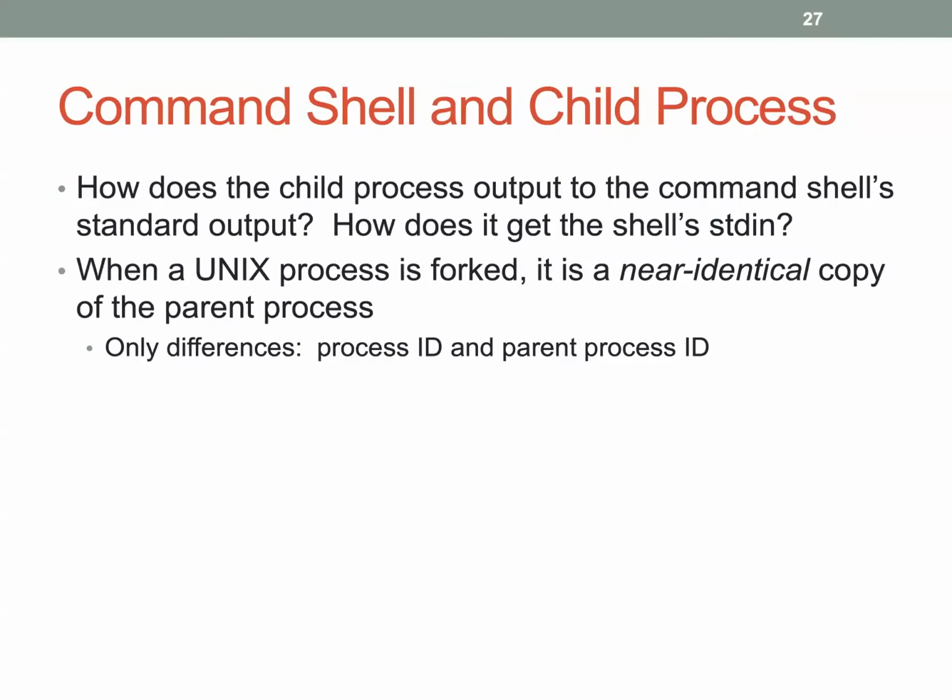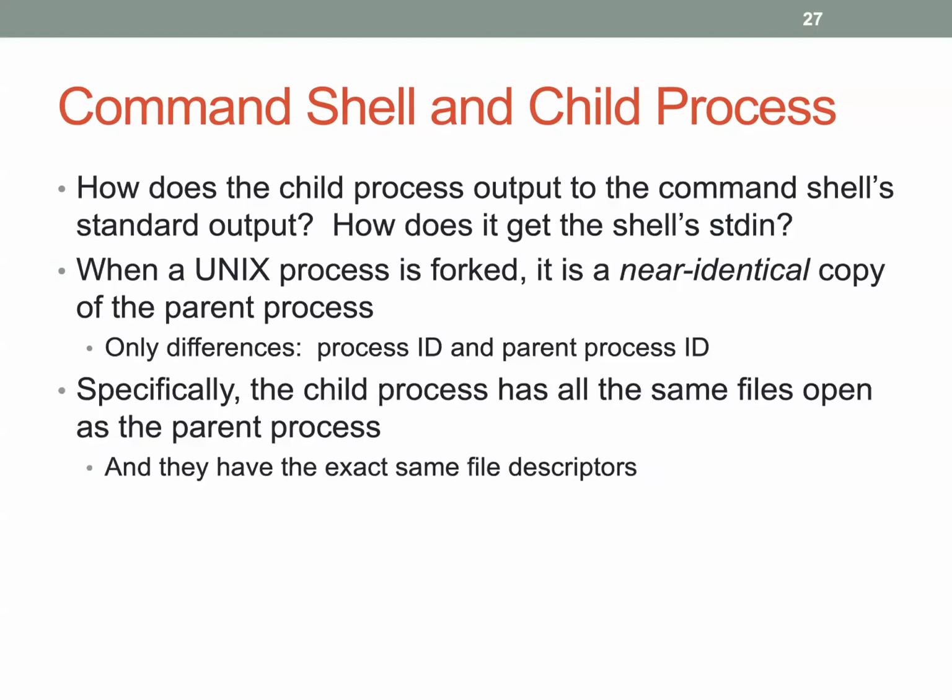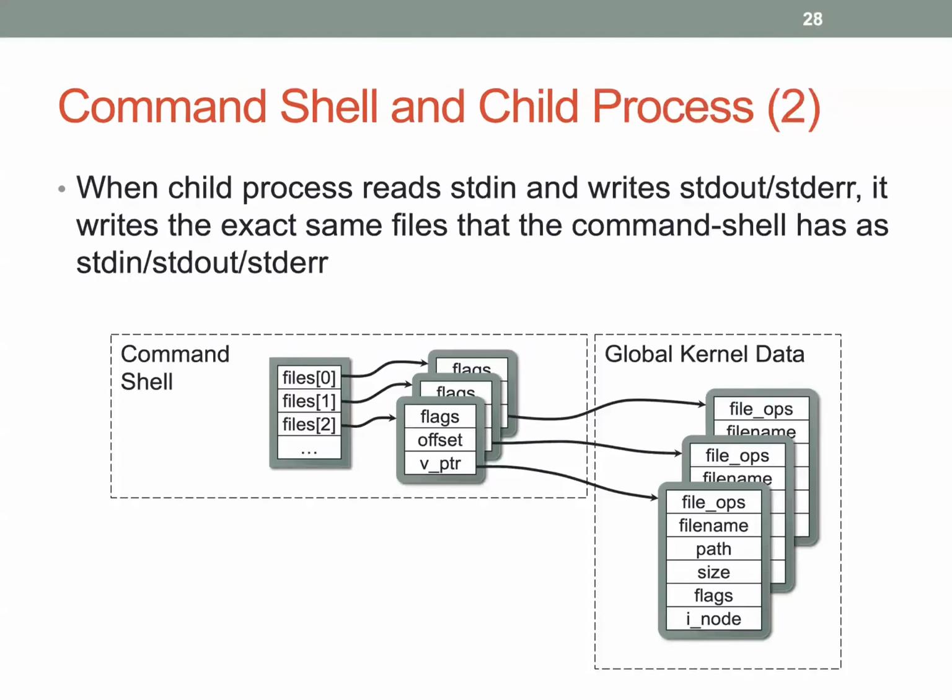So when a process is forked, it is basically an identical copy of the parent process, except that it gets a new process ID, and the parent process ID is obviously the forking process, okay? So the child process has all the same files open as the parent process with the exact same file descriptors. I think I have a picture here.